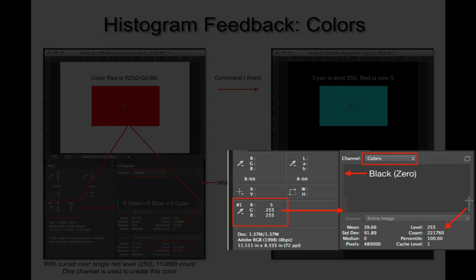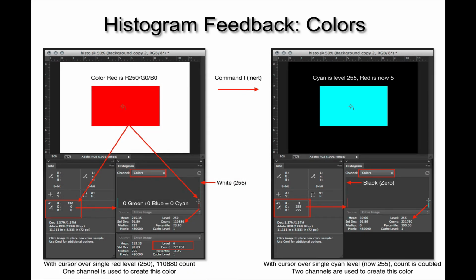You can also see the opposite effect. On the far left, we now have our red level at 5, which is green 255, blue 255. And on the far right, we can also see a cyan spike, which shows us at level 255. If we move the cursor over the cyan level, it now shows us it's at level 255. And once again, like we saw on the left, the count level is using two channels, so it's twice the number that we would have if we were just looking at one level. So it kind of gives you an idea of what count is doing. It's looking at the two color channels.